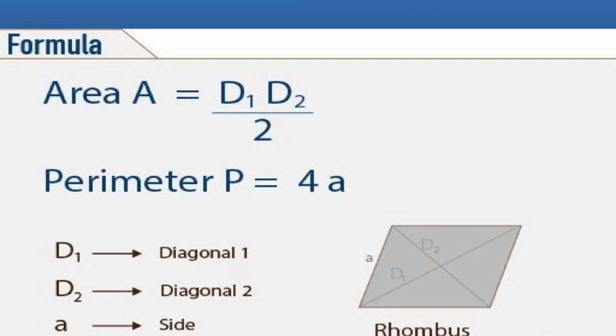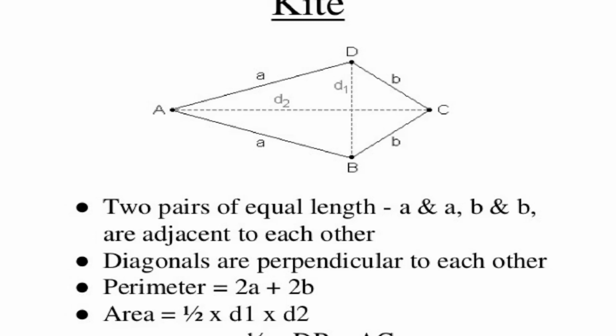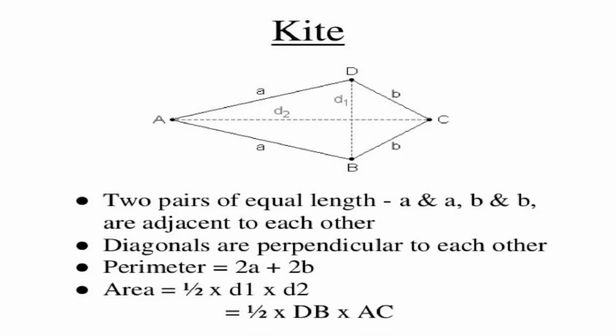Next please. This is the area of the rhombus we have derived. Area of rhombus is equal to 1 by 2 into d1 into d2. Here it is written d1 into d2 upon 2. Both d1 and d2 are the diagonals of the rhombus, and to find the perimeter we add all sides of the rhombus. Next please. This is the area of the kite, which we have also derived as 1 by 2 into d1 into d2, and to find the perimeter we add all sides of the kite. This is the formula for the area of a kite.